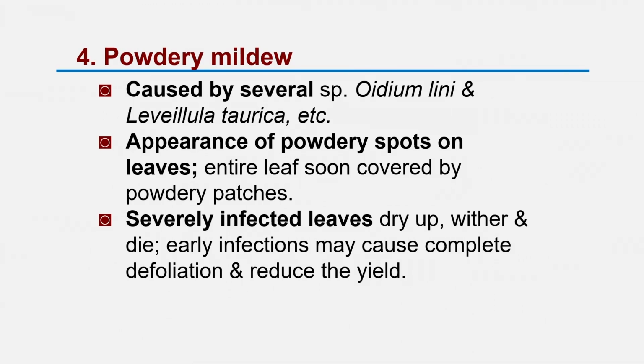Now, powdery mildew. It is caused by several species of Oidium lini and Leveillula taurica, etc. Appearance of powdery spots on leaves, entire leaf soon covered by powdery patches. So, that means if your leaf is covered by powdery patches, there may be restricted photosynthesis, which may result in reduced growth of the crop as well as reduced yield. So, severely infected leaves dry up, wither and die. Early infections may cause complete defoliation and reduce the yield.